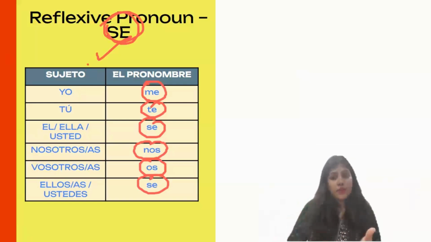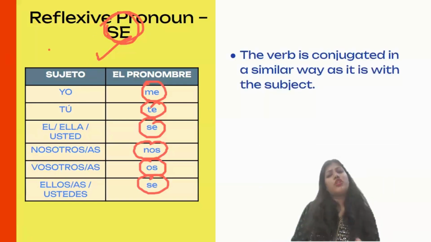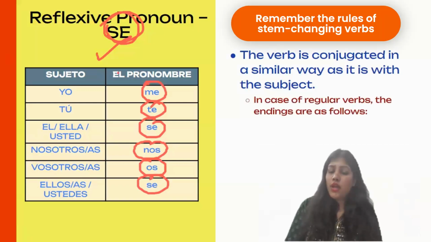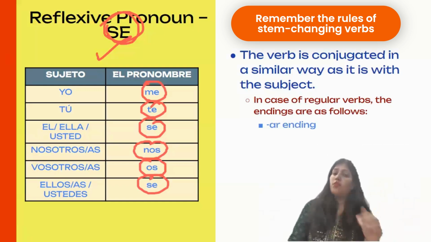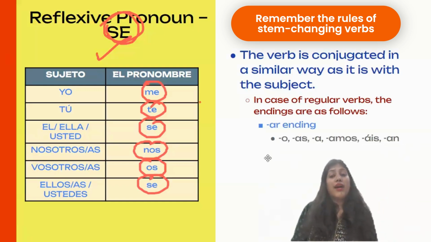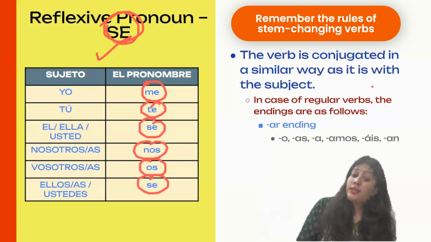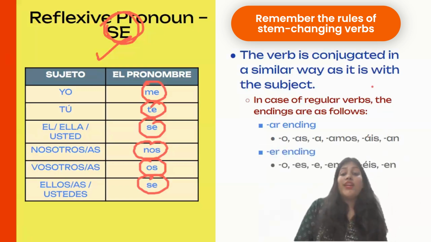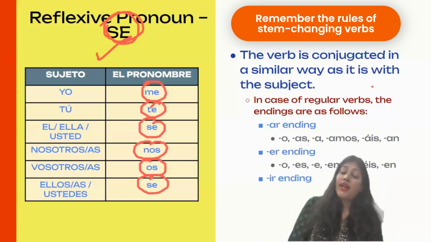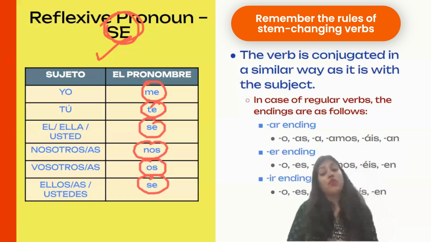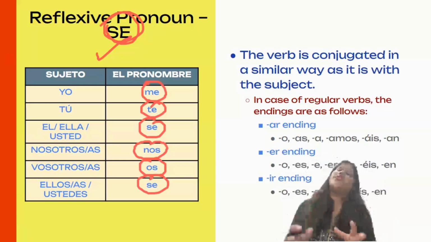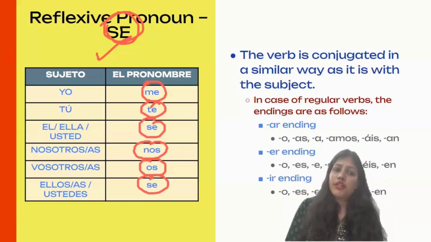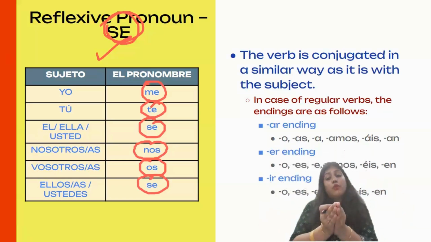Part 2 is the verb. Now the verb is conjugated in a similar way to how you do in the regular present tense. If they are regular verbs, for example, with the ar ending, what do we do, children? We remove ar and add o, as, a, amos, áis, an. With er ending o, es, e, emos, éis, en. And ir ending again o, es, e, imos, ís, en. Right? You should remember how you conjugate verbs in the regular present tense. So now let's put them together.